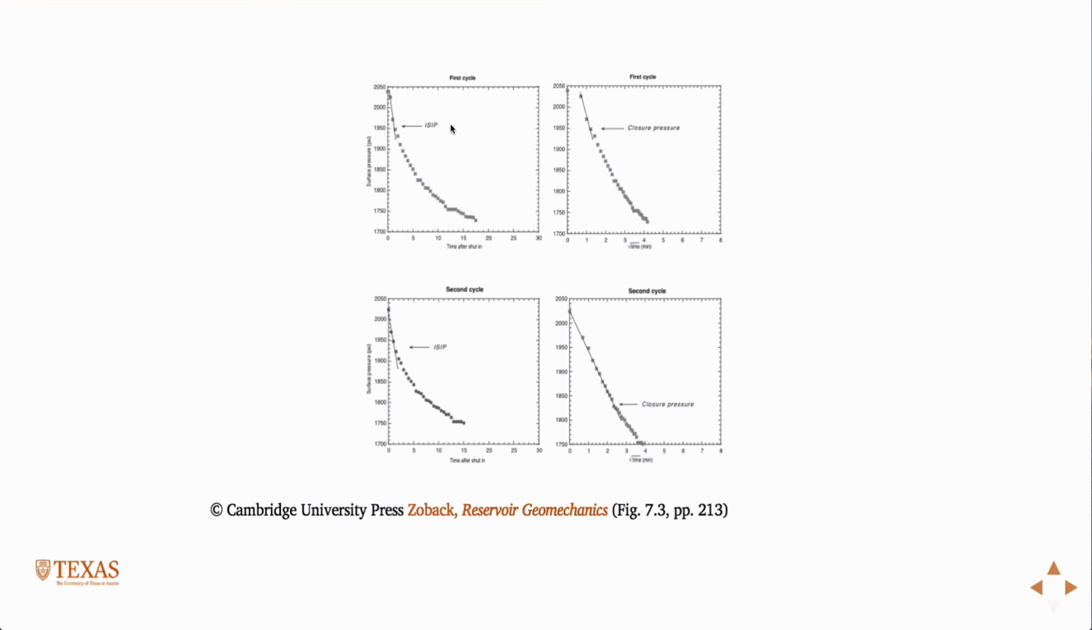The only difference between the 2 is that this is pressure as a function of time, and this is pressure as a function of square root of time. And if you plot it as a function of square root of time, particularly in this second cycle, you can see a distinct kink in the curve. The reason you plot it as the square root of time is because this process of leak-off is a diffusive process, right? Diffusion. And diffusion is governed by Brownian motion, right? Brownian motion you can model mathematically as a random walk.